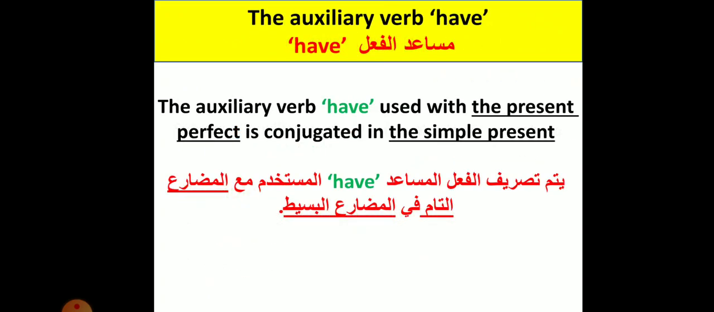What is the auxiliary verb? Here the auxiliary verb is verb to have used with the present perfect. The auxiliary verb have used with the present perfect is conjugated in the simple present. Okay, so please pay attention. Here the auxiliary verb is conjugated in the simple present.